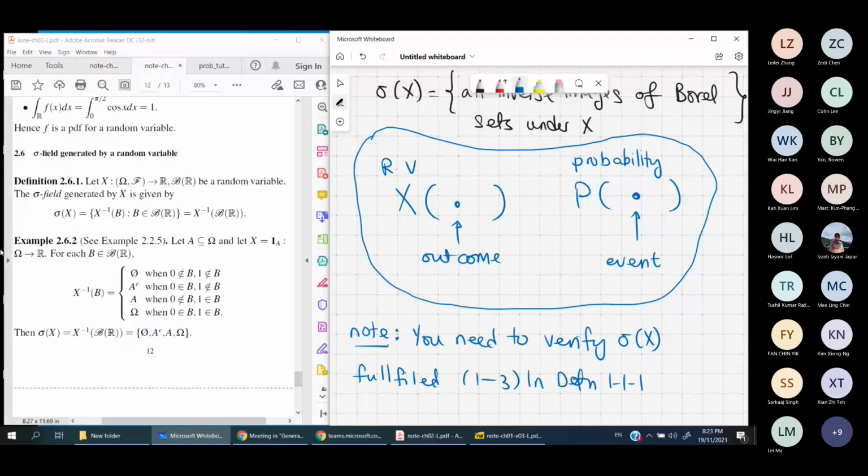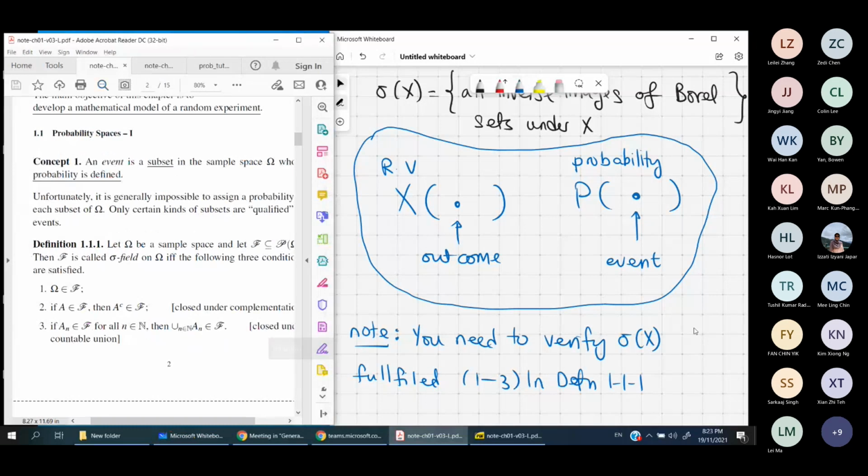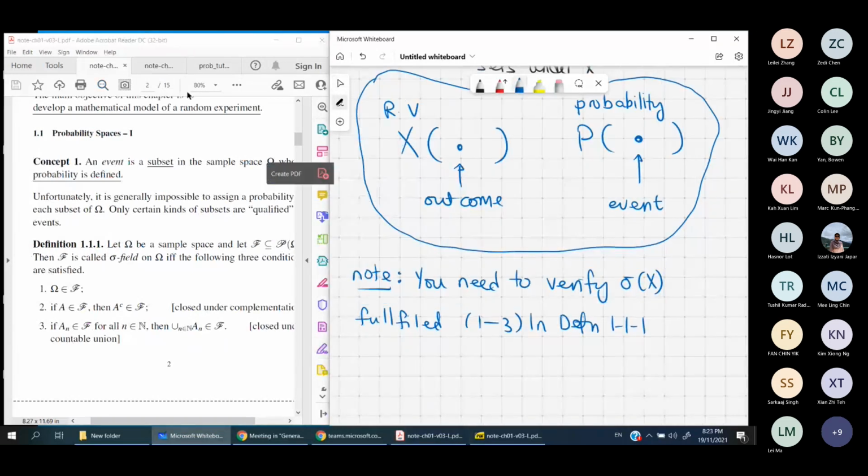Am I right? So actually, it's not hard. So first of all, you can see omega is equal to X inverse of R, right? So maybe I'll put it this way. First of all, R is a Borel set, and omega is equal to X inverse of R. So using these two, omega must be inside here.